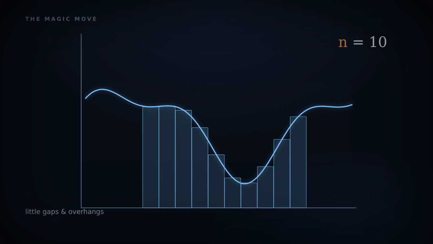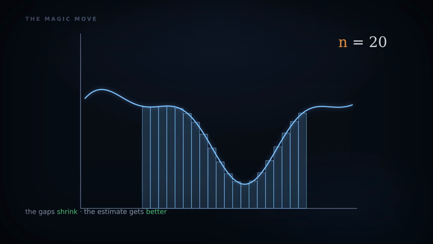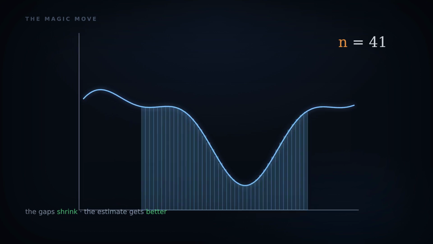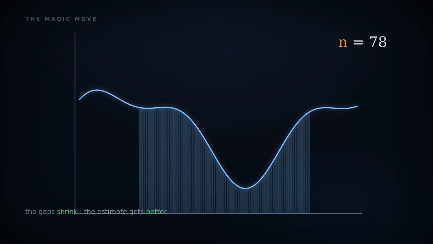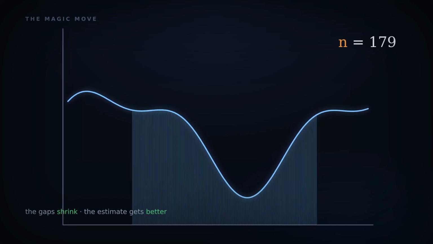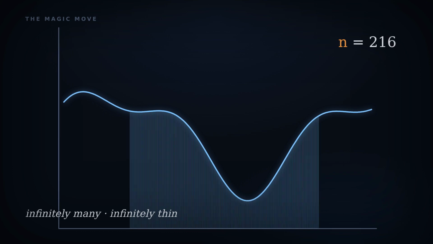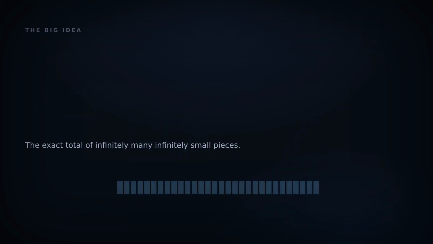Now, the magic move. That estimate is off because the tops of the rectangles don't perfectly match the curve. There are little gaps and overhangs. So what do we do? We make the strips thinner. More strips, each narrower. The rectangles hug the curve more closely. The gaps shrink. The estimate gets better. Thinner still, better again. And you push that idea all the way to its limit. Infinitely many strips, each infinitely thin. In that limit, the error vanishes completely and the approximation becomes exact. That's the integral. It is the exact total you get by adding infinitely many infinitely small pieces.